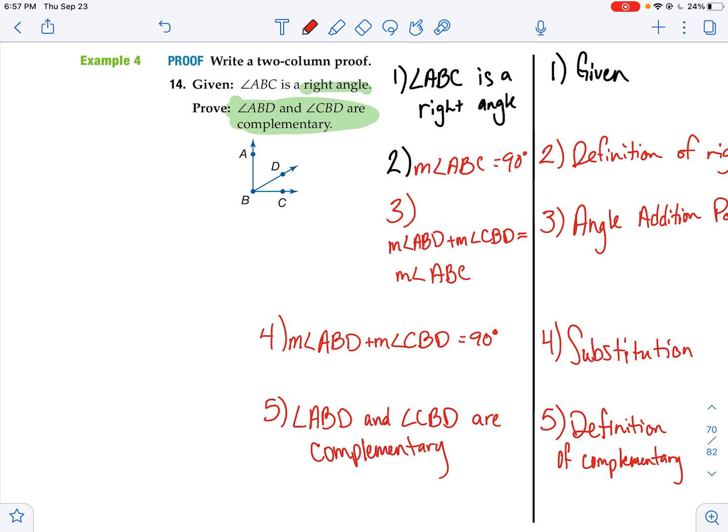Again, just remember, anytime you're looking at a vocabulary word, use your definitions, and if they ask you to say that something is supplementary or a linear pair or congruent or, I don't know, forms a right angle, you can always think back in your head about what does that mean? What does complementary mean? It means they add to 90. So once I proved that they added to 90, I was done.